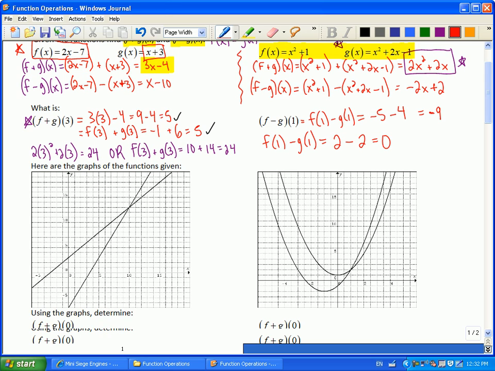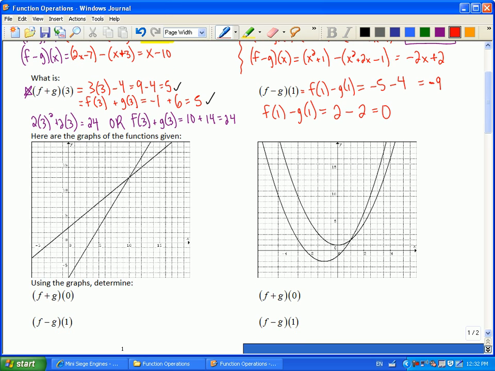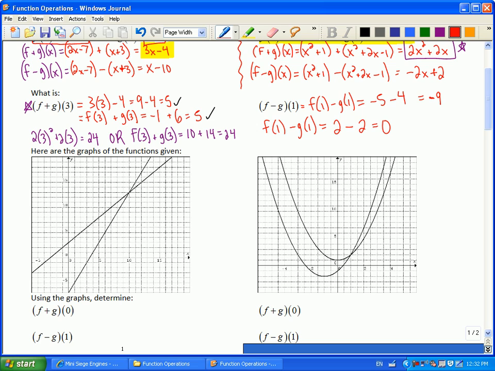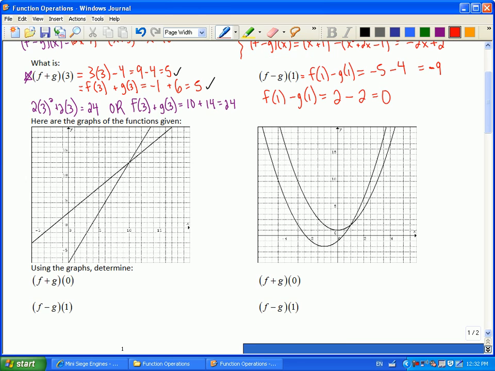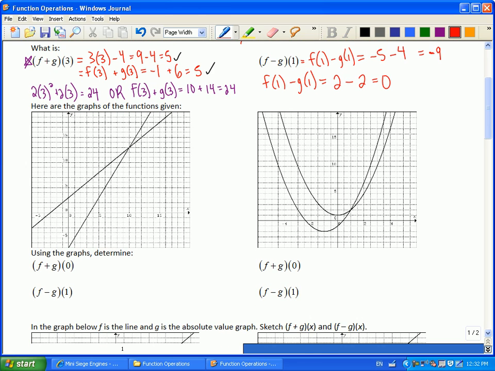Okay, anyway. So the one thing too that's different from the algebra is you're going to be expected to do this on the graphs. So I want to show you how that's possible. If you don't have equations, how could you figure out some of these points and things? And we're actually going to have to do a little sketch as well.